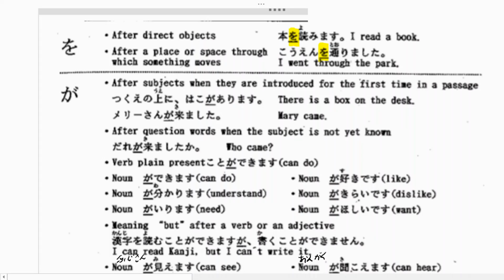Particle ga can also be used after question words when the subject is not yet known. So if you're querying, like dare ga kimashita ka, who came.